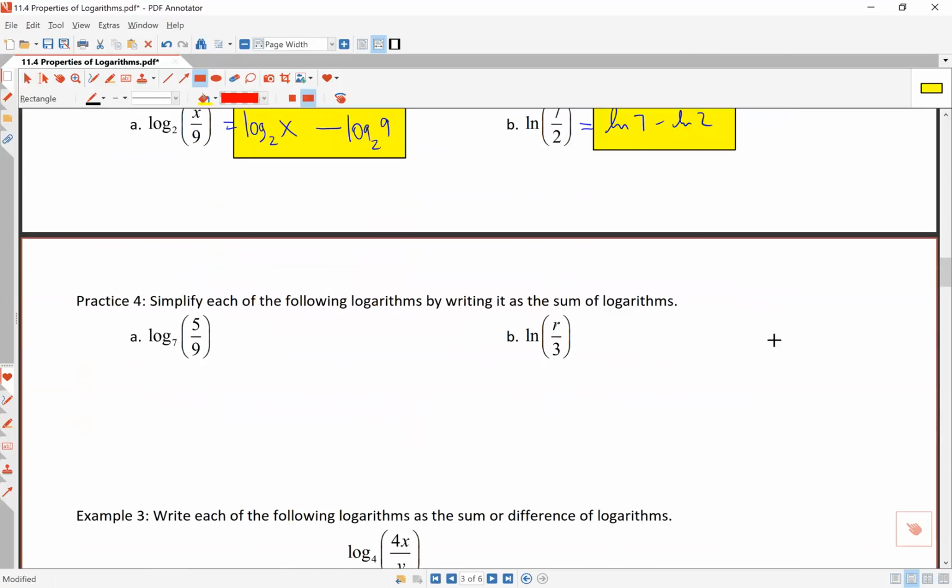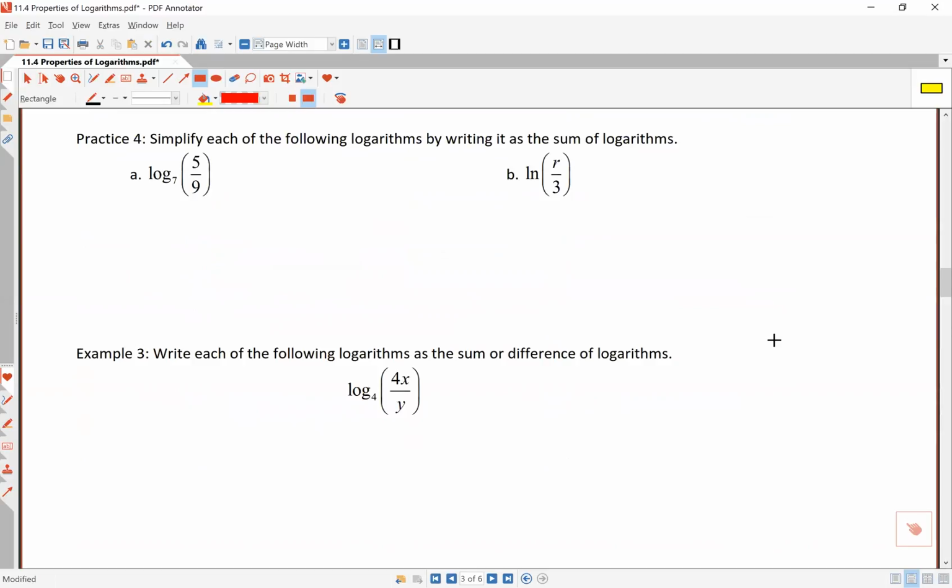Here are two practice problems for you to try. I encourage you to press pause on your video and work these out, and come back when you're ready to see a solution. Now that you've had a chance to work these out, I'll work these out with you. When we have a log of a quotient, or there's division inside the logarithm, we split this up as the difference of the two logs.